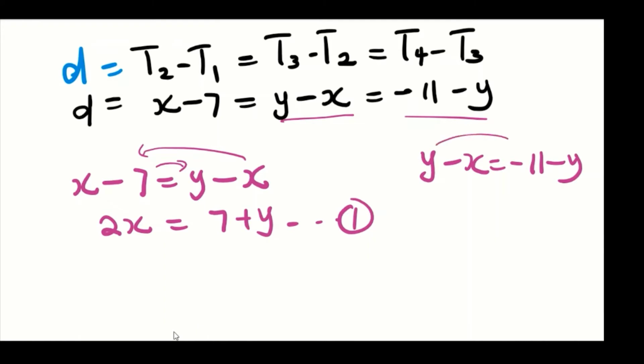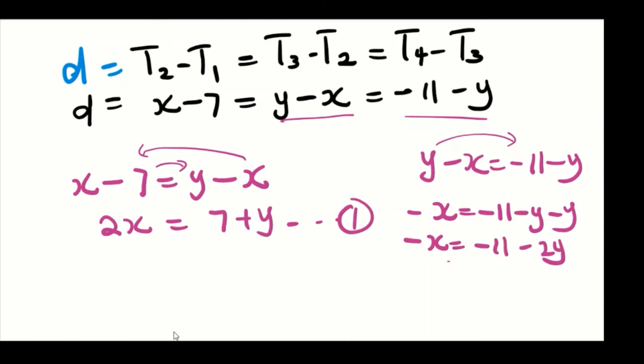And then I transpose the y to the other side, I have minus x being equal to minus 11 minus y, which is minus x being equal to minus 11 minus 2y. Then I divide by negative 1, I have x being equal to 11 plus 2y. So this would be my equation 2.